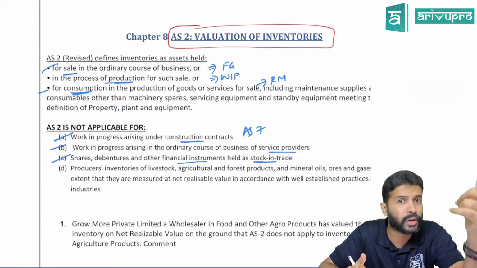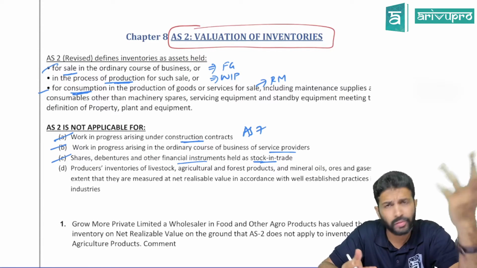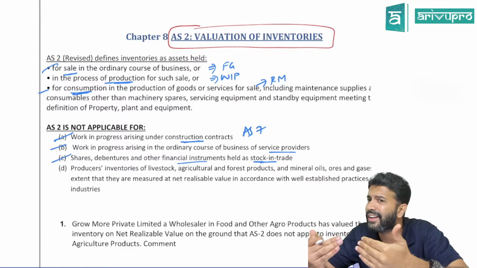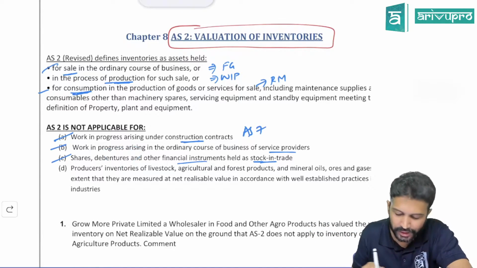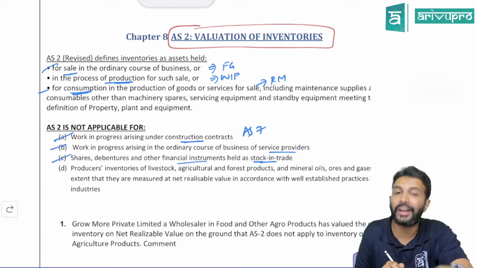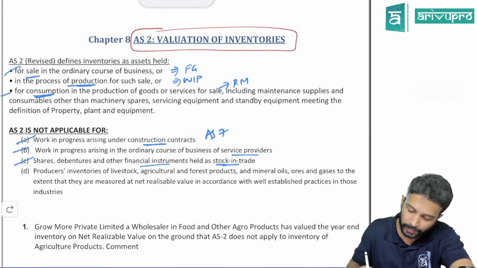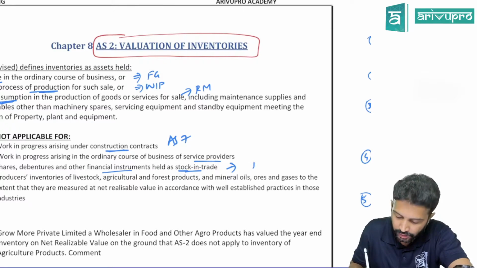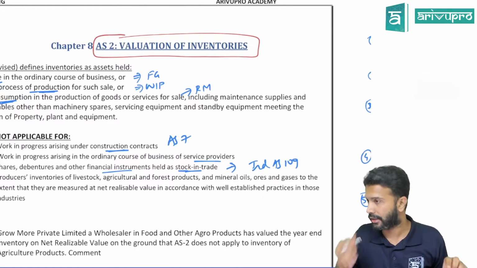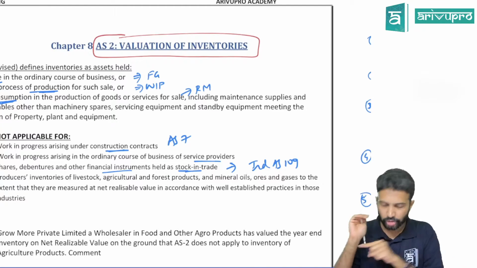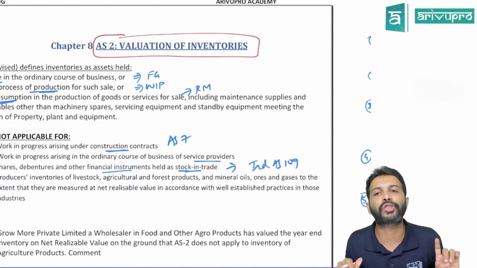Okay, so if a broker is doing all that activity, what is he dealing in? He is buying and selling shares on your behalf. So if any shares or debentures or any other financial instrument is held as stock in trade, AS 2 is not applicable. We have another standard for that, not here. In CA Final, you will learn Ind AS 109 Financial Instruments. Actually, three standards are targeting this. So it's covered there, hence it is excluded here.